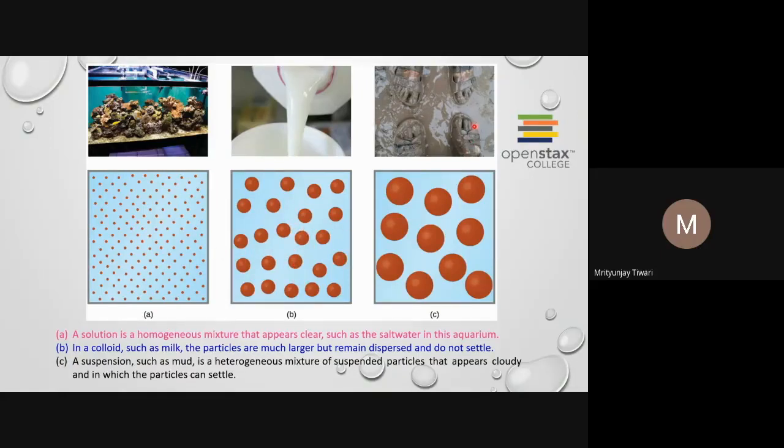Now the other one, the suspension, such as mud, is a heterogeneous mixture of suspended particles that appears cloudy and in which the particles can settle. And you can see in this figure that these particles are much larger even than the particles in the colloids. The colloidal range is a particle size between 1 nanometer to 1000 nanometer. If the dimensions of particles in suspensions are more than 1000 nanometer, and in true solutions, the particle size is less than 1 nanometer.